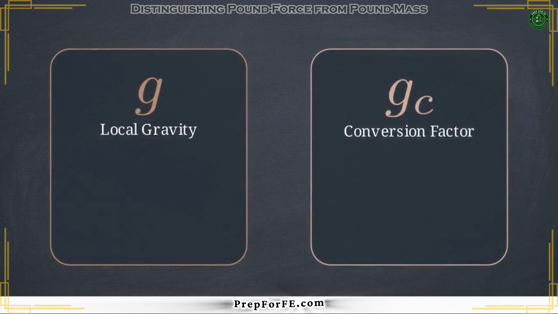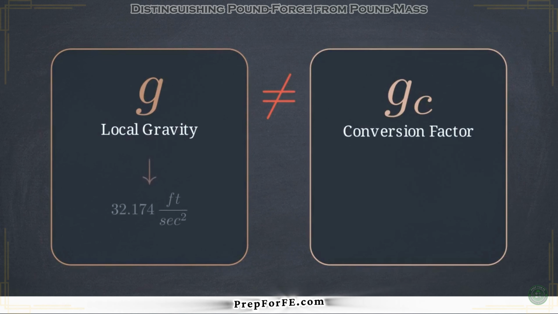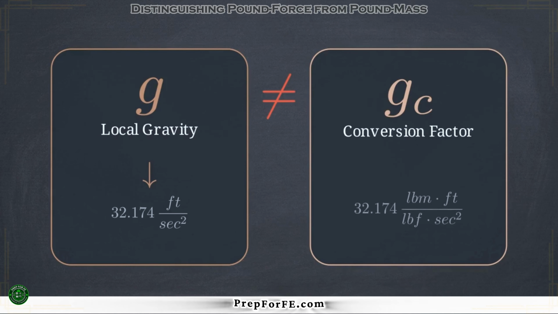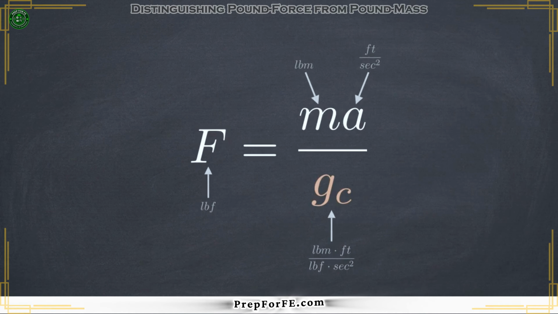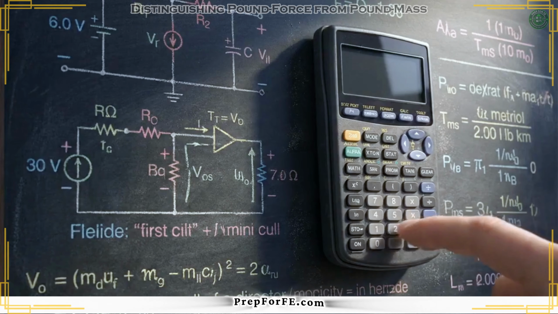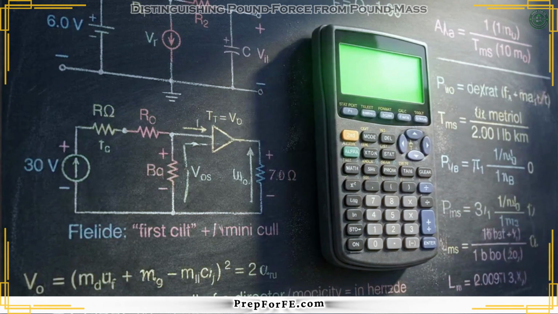Comparing these reveals a common error, confusing the conversion factor g sub c with local gravity. They serve completely different purposes. Gravity is an acceleration. The conversion factor is a static ratio. Therefore, Newton's second law becomes F equals ma divided by g sub c. This constant in the denominator is what enforces dimensional consistency. Without its inclusion, you cannot convert pound mass to pound force.